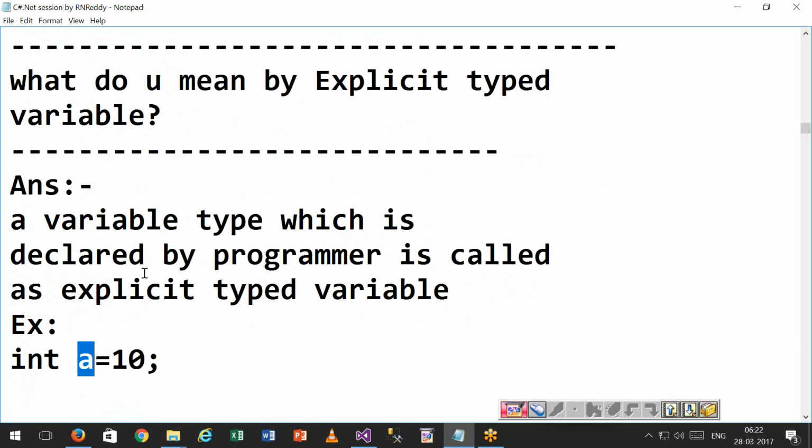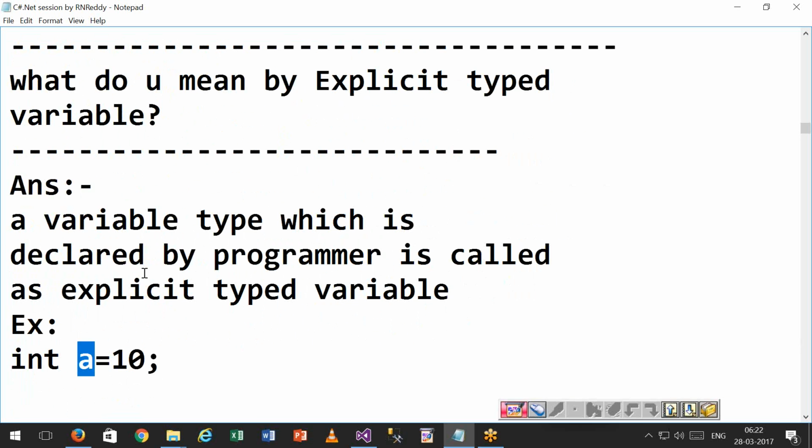A variable is called explicit typed variable. Are you clear? Yeah, sir. What about the other category? The other category is called implicit typed variable.